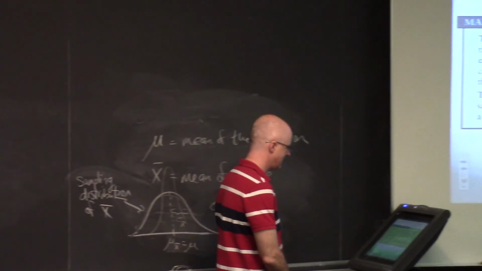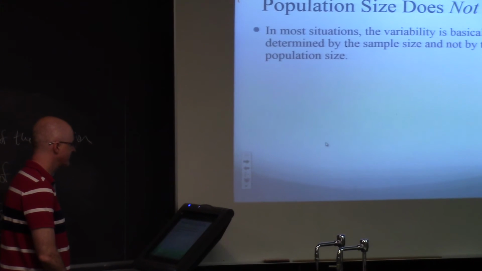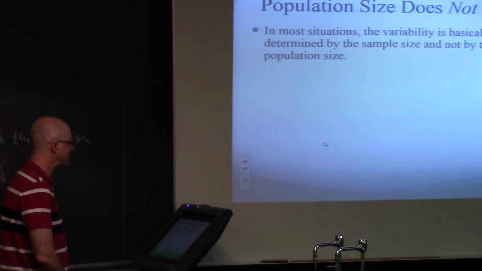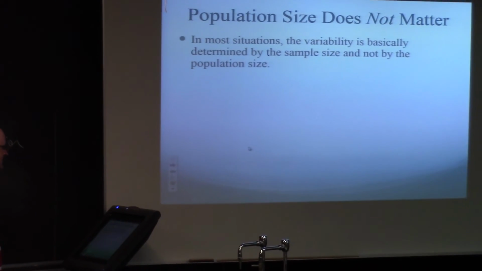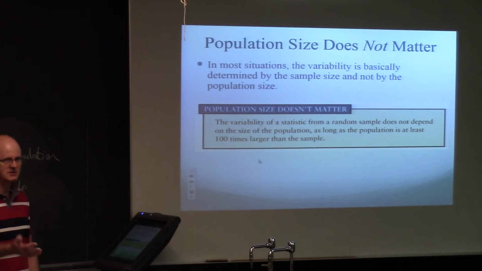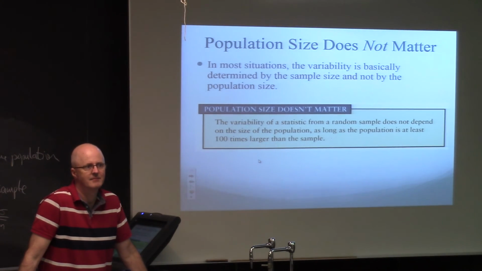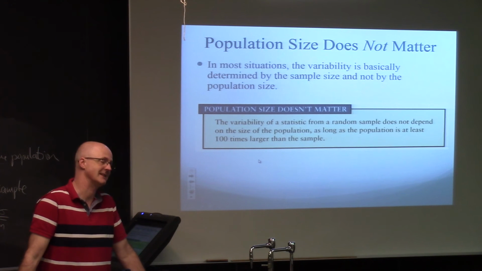Population size, it turns out, does not matter. In most situations, the variability is basically determined by the sample size, not the population size. At least when your population is at least 100 times larger than the sample, that's just a rule of thumb. Does that typically happen? Actually, it does. Usually the population is a lot bigger than the sample. Sometimes you might even say the population is infinite.